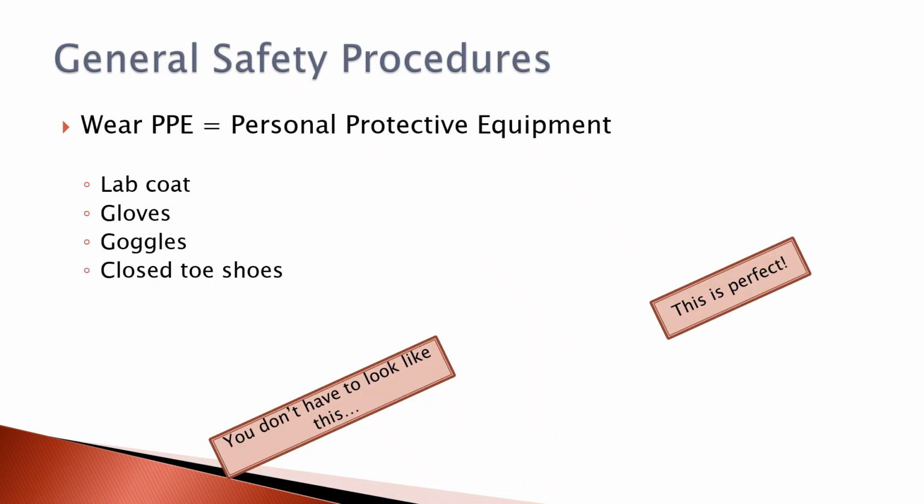Some general safety procedures. We always wear our PPE, which stands for personal protective equipment. In our labs, this would be a lab coat, gloves, goggles, and always, always closed-toed shoes. That means shoes that have a closed heel and do not have any openings. So no sandals, no Crocs, no anything like that. Your feet should be completely covered.